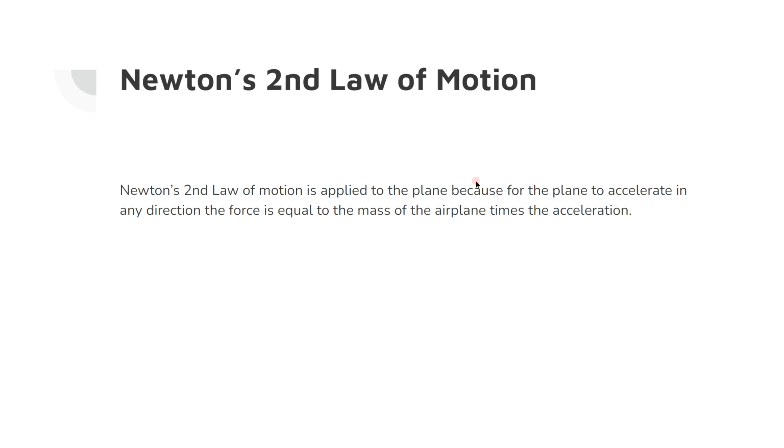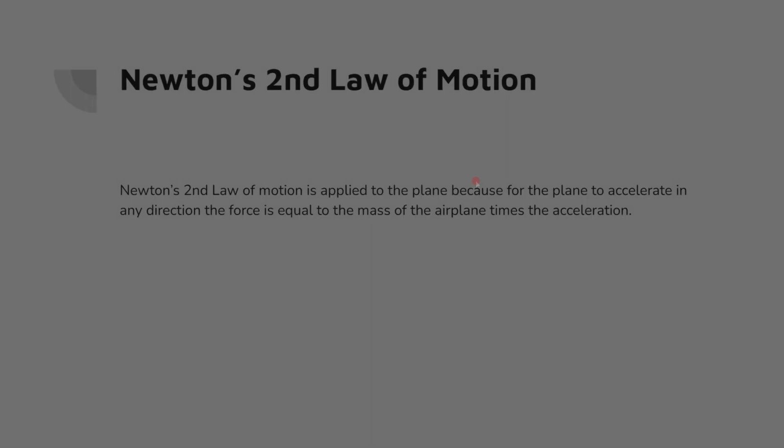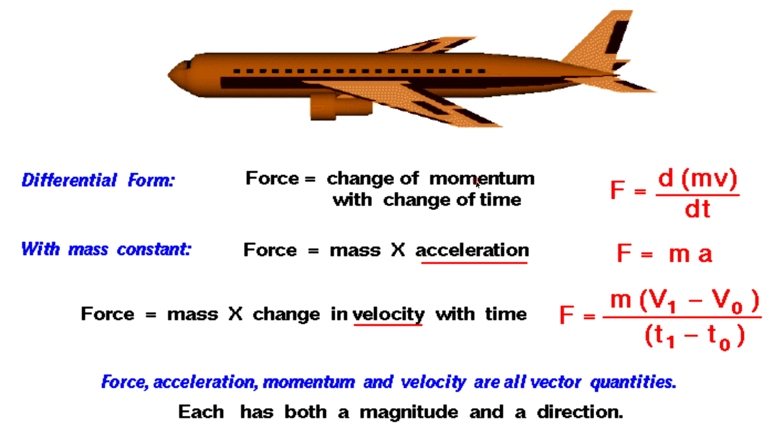The second physics concept that an airplane demonstrates is Newton's second law of motion. Newton's second law of motion is applied to the plane because for the plane to accelerate in any direction, the force is equal to the mass of the airplane times the acceleration. Again, this is another visual representation of the equations that would show you how Newton's second law of motion would work in a plane.